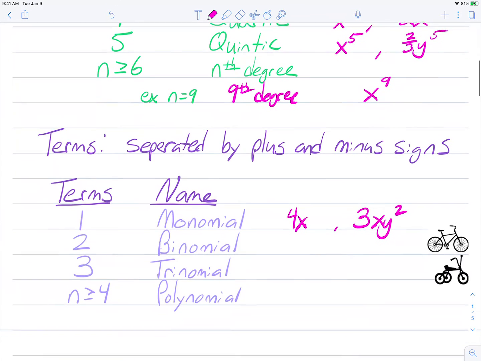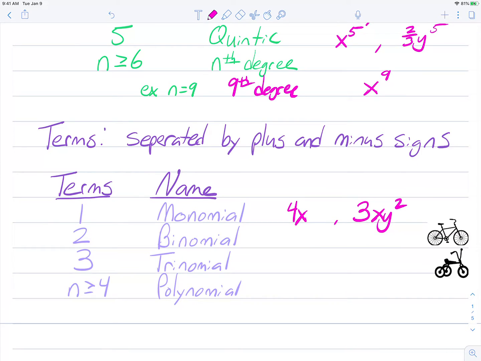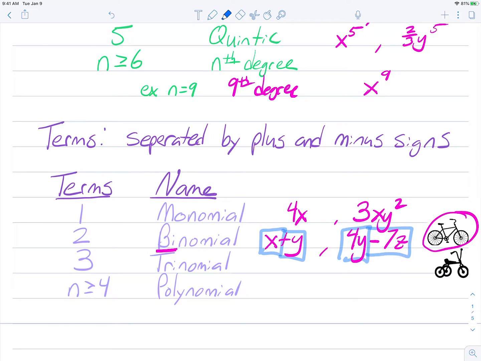A binomial has two terms. Think of the beginning of the word, bi. It's kind of like a bicycle. A bicycle has two wheels. A binomial has two terms. So something like x plus y. That has the term x and the term plus y. There are the two terms and they are separated by a plus sign. Maybe something like 4y minus 7z. Those are two terms. The first term is 4y and the second term is minus 7z. So that has two terms.